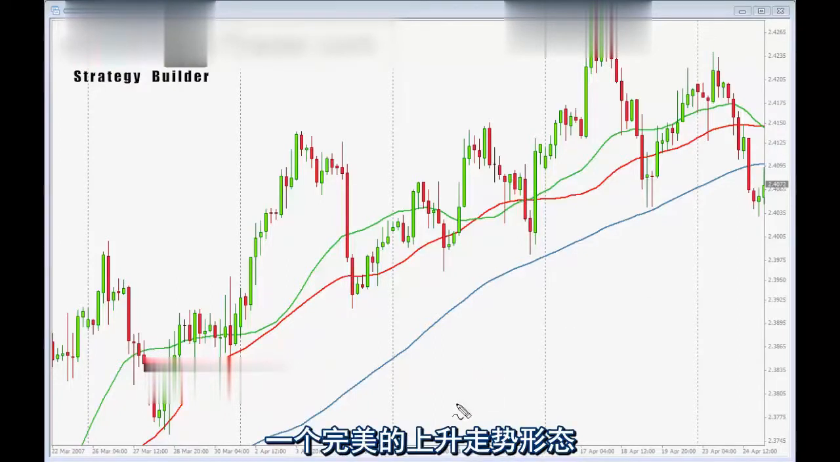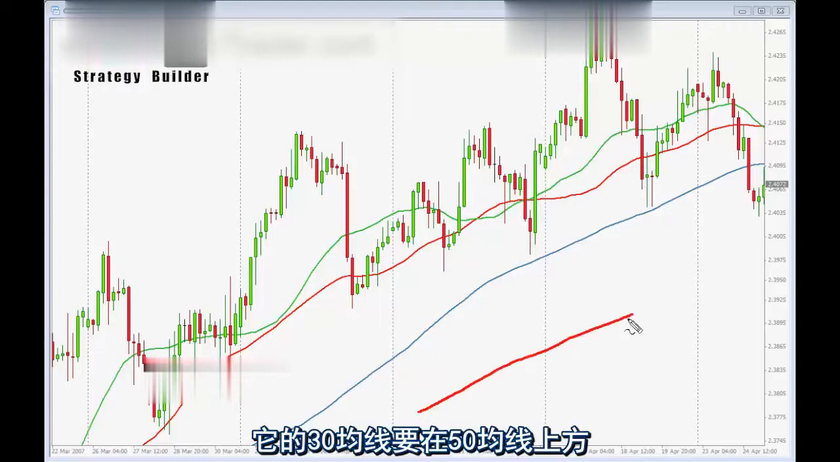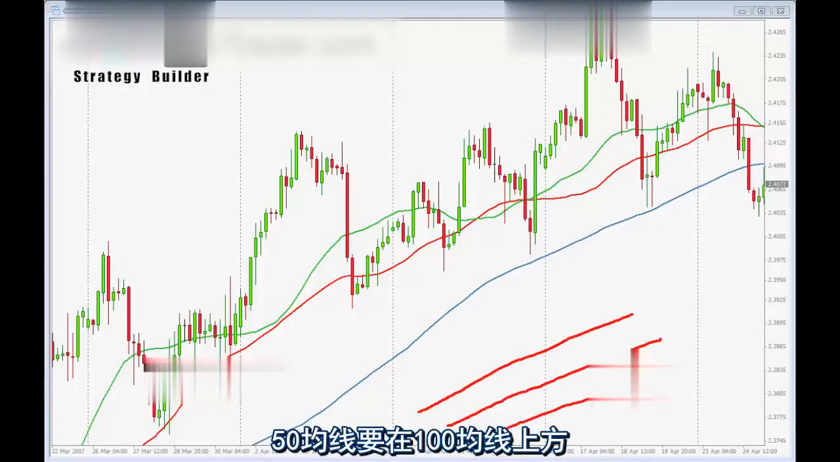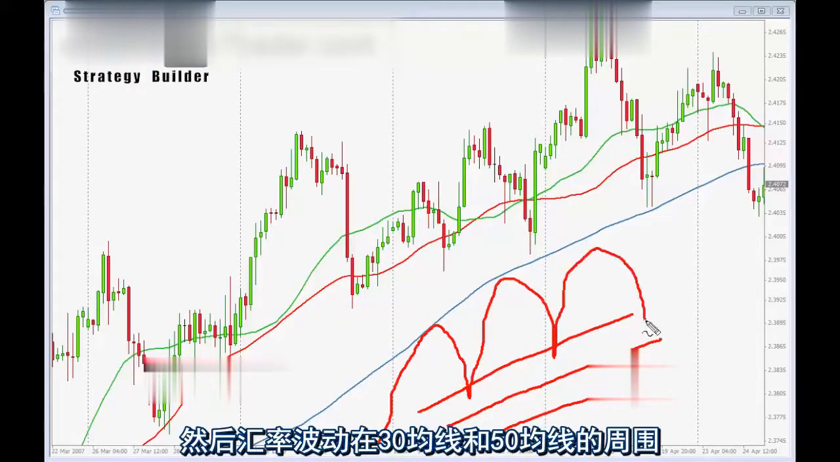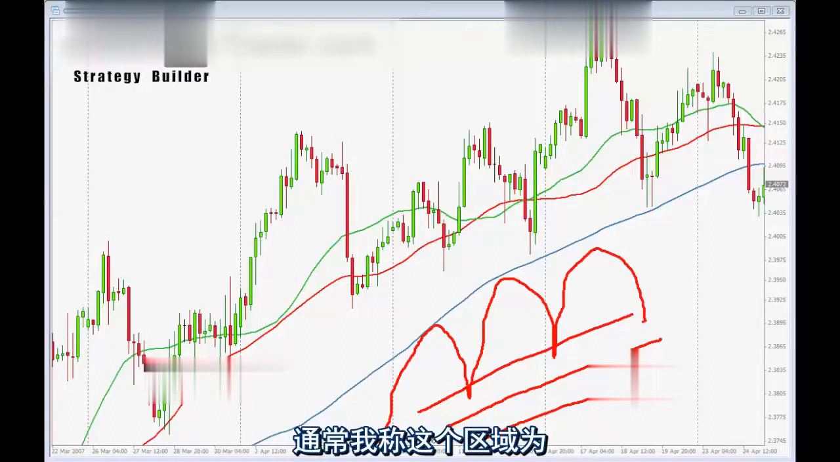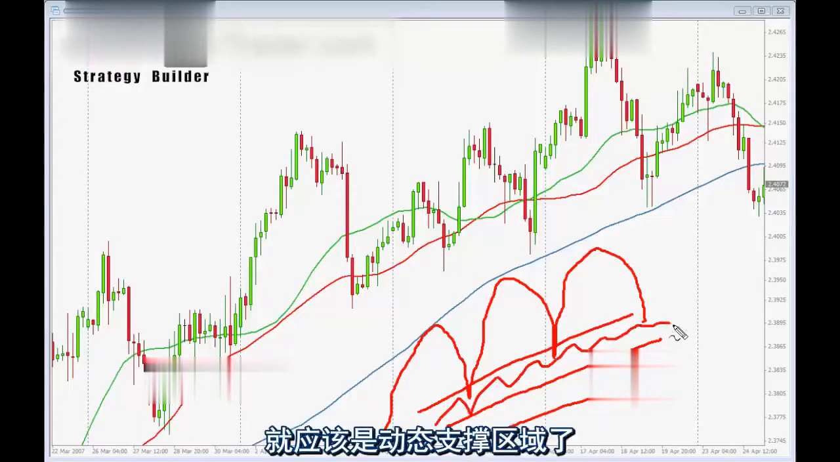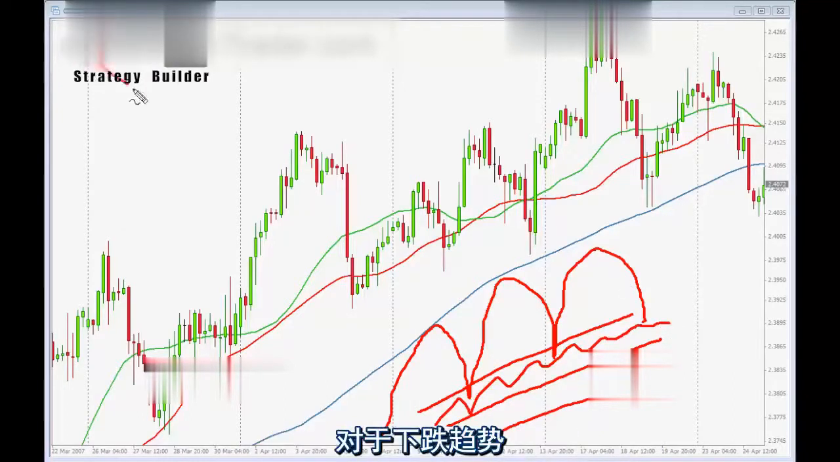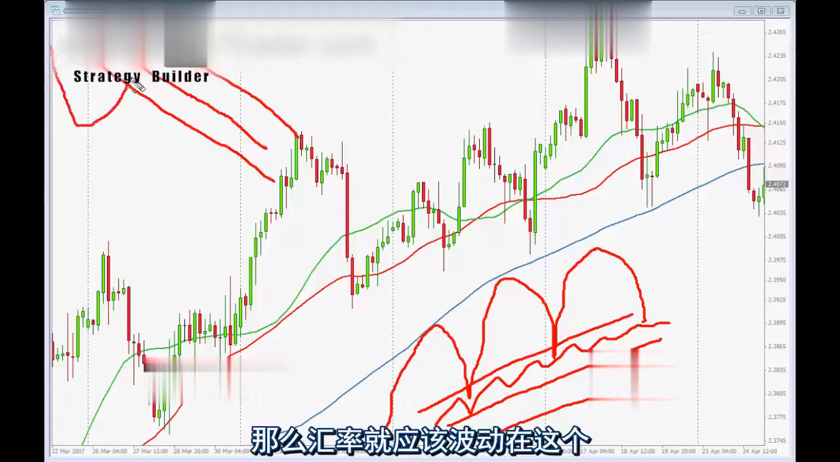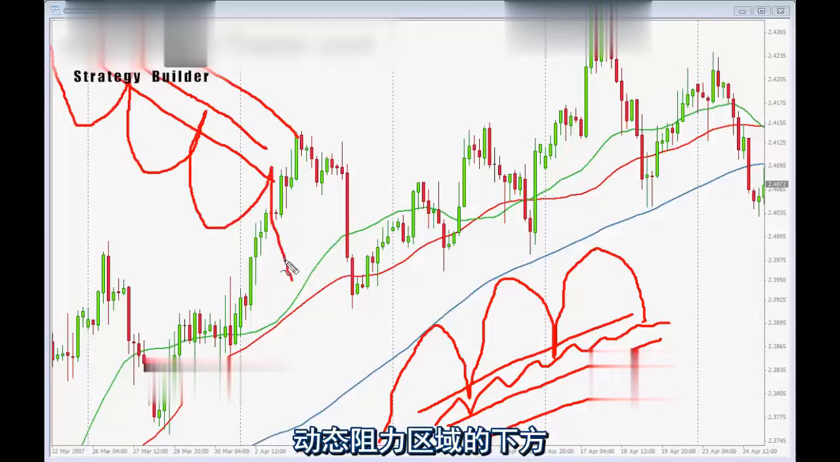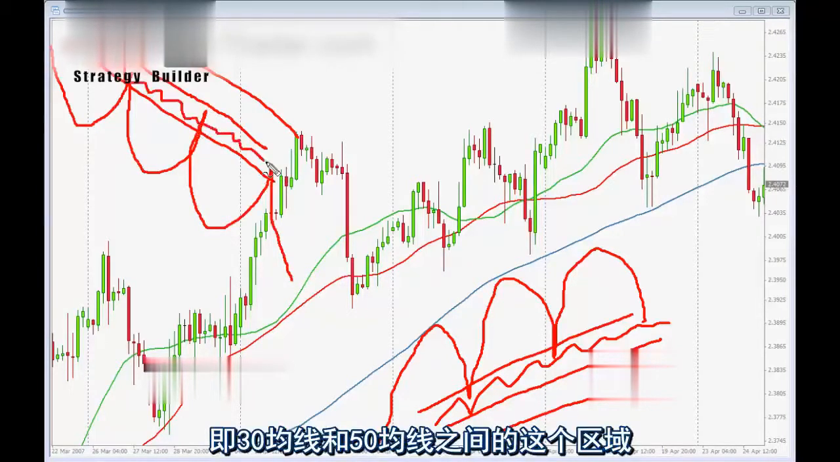As you know, in a perfect trend scenario, I like the 30 moving average above the 50 and the 50 above the 100, and price swinging off the area between the 30 and the 50, what I usually call the dynamic area of support and resistance. Since this is an uptrend, the area between the 30 and the 50 is the area of dynamic support. In a downtrend, this being the 30, this being the 50, and this being the 100 simple moving average, I like all the retracements to be held by the dynamic area of resistance, meaning the area between the 30 and the 50 simple moving average.